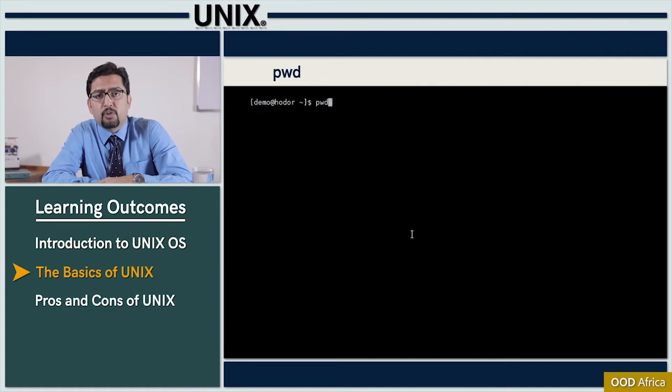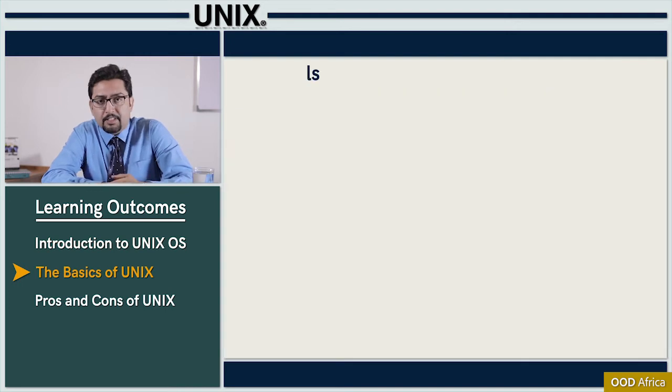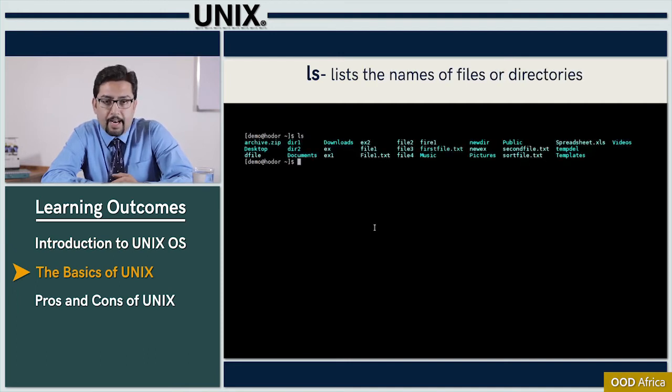pwd. If you type this and press enter, the terminal will reflect your present working directory, that is, the directory in which you are currently located. ls. If you type this and press enter, then the output will list the names of files or directories within the current directory.